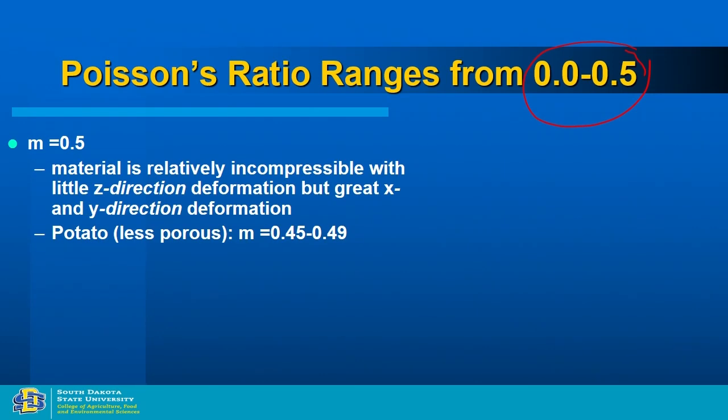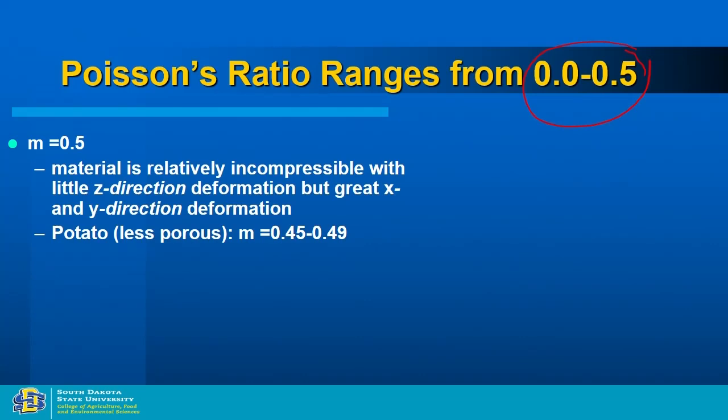0 means full of air spaces. So popped corn may have very close to 0. Cheese will be close to 0.5 because there are no pore spaces in cheese samples. So if you compress them, they will not compress. So that's why the Poisson ratio is 0.5 for the cheese. Incompressible. Potato is less porous, so it's 0.45 to 0.49, but cheese is 0.5 most of the time.